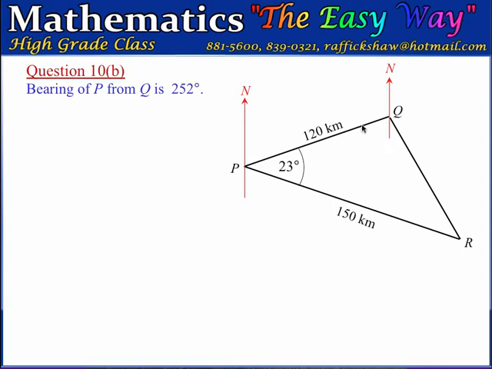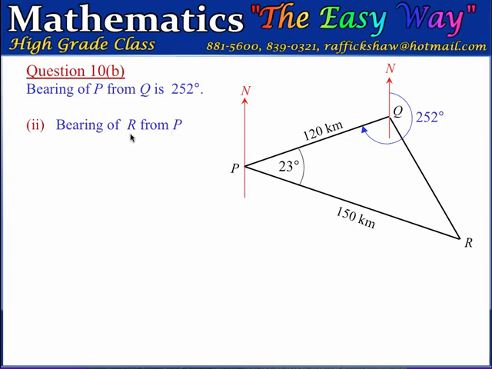So let's show the bearing of P from Q on this diagram. And this is it. That angle is the bearing of P from Q. That's a clockwise angle from the north direction to the line joining Q to P. That's the bearing of P from Q, and we are given that angle is 252 degrees. And now we're asked to calculate the bearing of R from P.